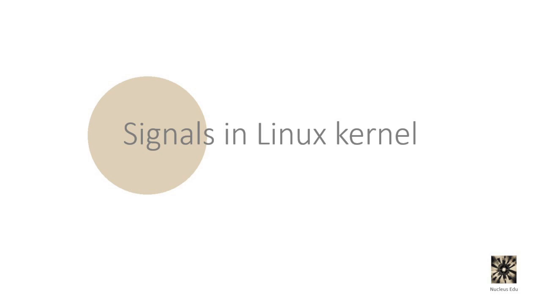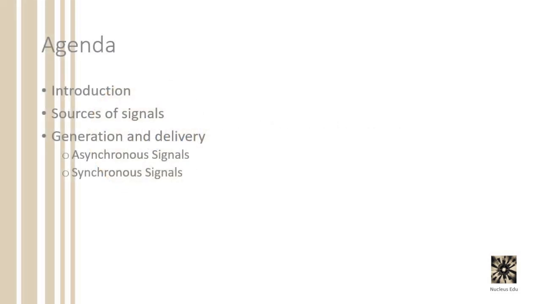Hello everyone. In this video we'll be looking into the signals in the Linux kernel. We will be looking a little bit into the introduction, then different sources of the signals and different types, asynchronous and synchronous, and then we will also look into the generation and delivery for both of those types. So this is part one of the video where we'll be covering till the generation of asynchronous signal, and in the second part we will cover the generation of synchronous signal as well as delivery of both asynchronous and synchronous signals.